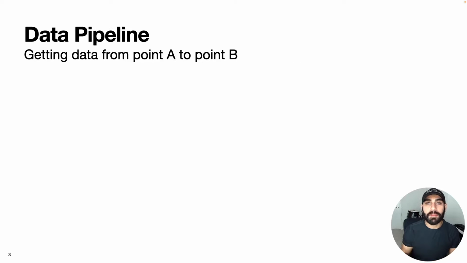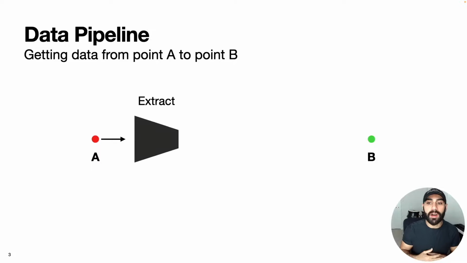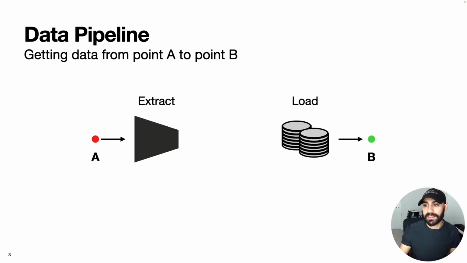Basically, a data pipeline gets data from point A to point B. So if this is point A, and this is point B, a data pipeline is what connects these two things together. Necessary components of a data pipeline are an extraction process. The data need to be pulled from the source in some way. Another necessary component is a loading process. The data need to be loaded to the final destination, also called a data sink.